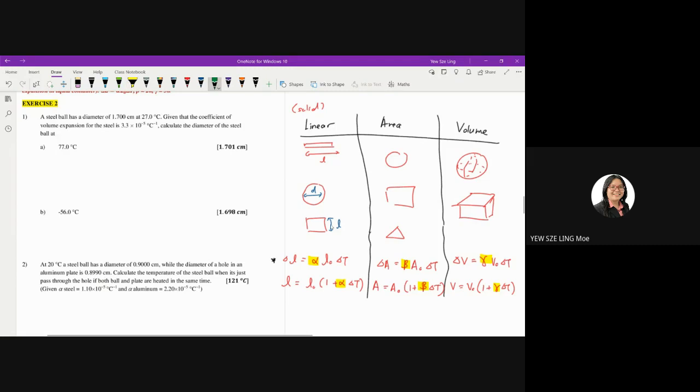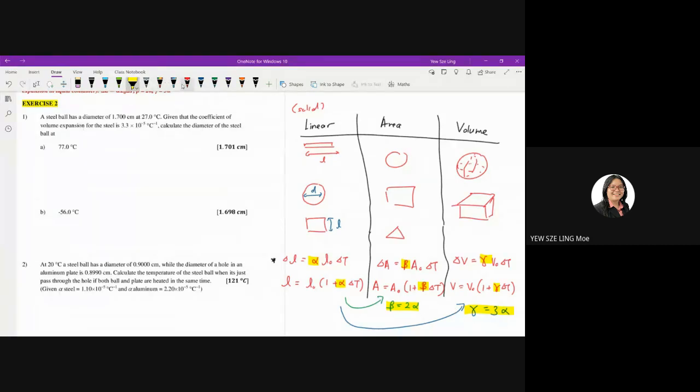Now, what is the relationship between alpha, beta, and gamma? The relationship between alpha and beta is that beta equals 2 alpha. Whereas the relationship between gamma and alpha is that gamma equals 3 alpha. So make sure you have these two equations, because they are left out of your notes. Your notes didn't include the relationship between beta and alpha, and gamma and alpha. So make sure you write it down.